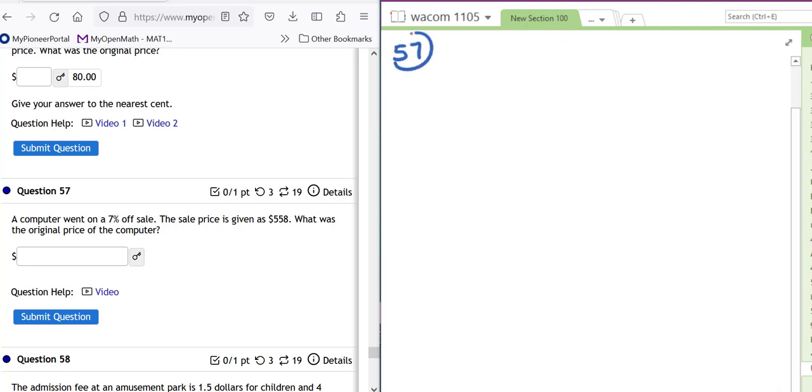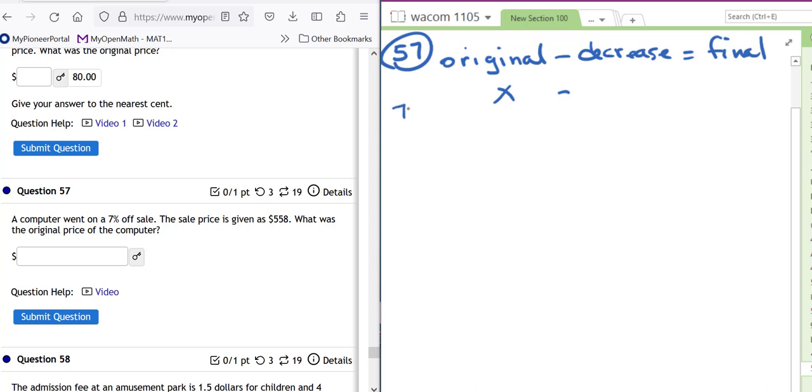So a computer went on sale for 7% off. The sale price is given as this. What was the original? So again, you're looking for the original. So this is going to be original. It is on sale, so it is minus your decrease or your discount equals the final. When you don't know something, that's what you call X. Your decrease is your percent. So it's 7%. Drop your percent and go 2 places to the left. So 0.07x. My final is 558.